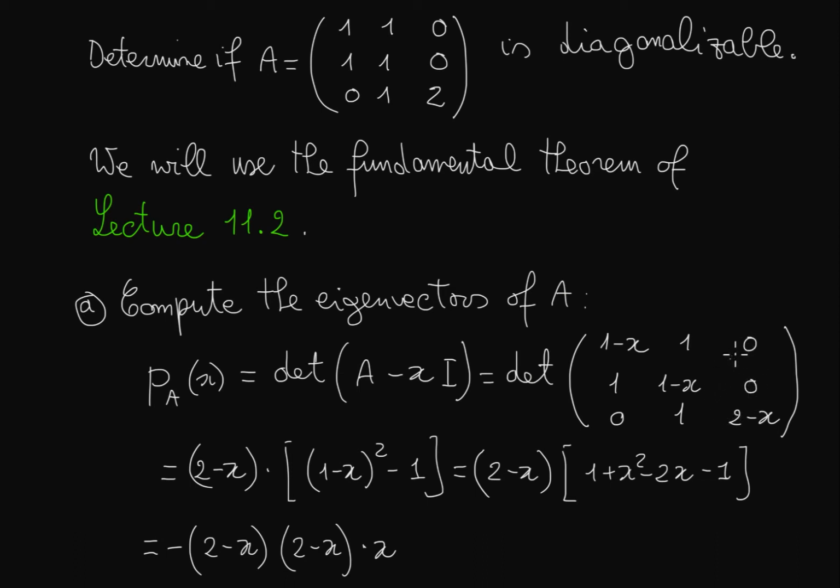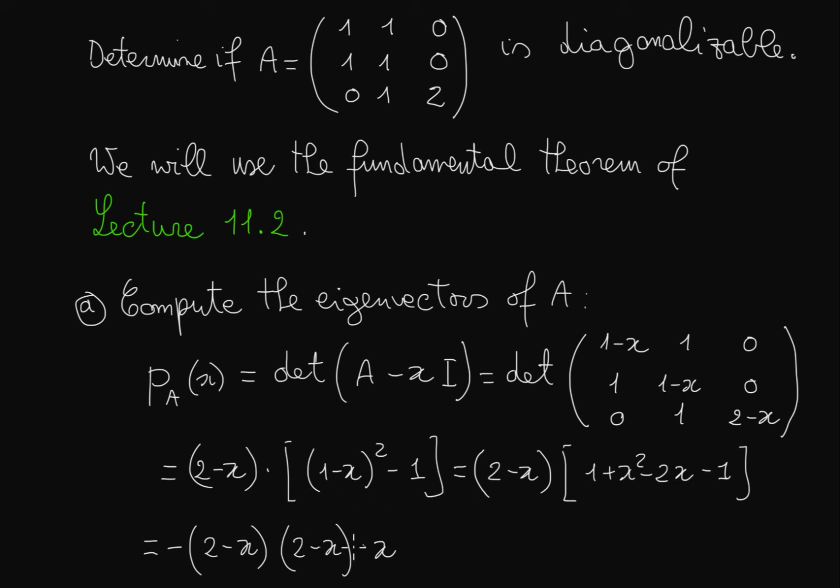Therefore, it's convenient to expand the determinant with the Laplace formula along the last column. So we get 2 minus x, because the signs go plus, minus, plus. So it is plus 2 minus x that multiplies the determinant of this submatrix, which is 1 minus x squared minus 1 times 1, that is minus 1.